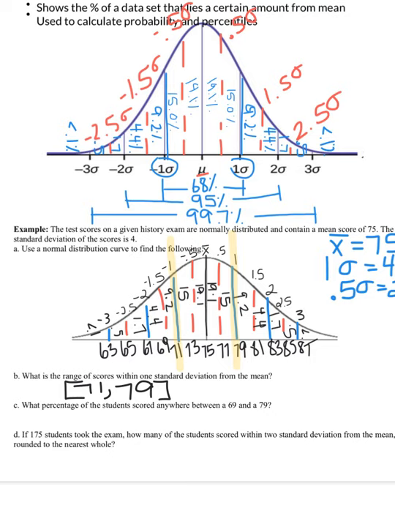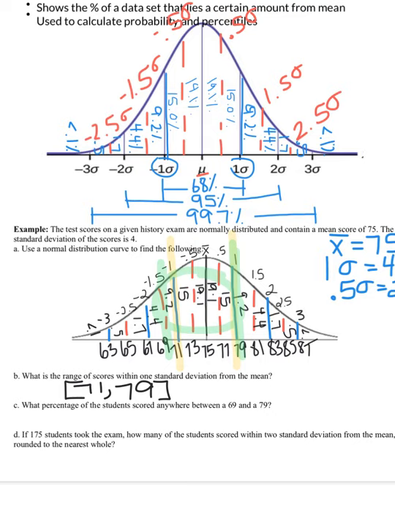Letter C, what percentage of students scored anywhere between a 69 and a 79? So if I look for that, I'll do this one with a green highlighter. A score of a 69, that's right here, and a score of a 79 is over here. So to figure out the percentage of students that scored between those, I would add all of the percentages up in the middle.